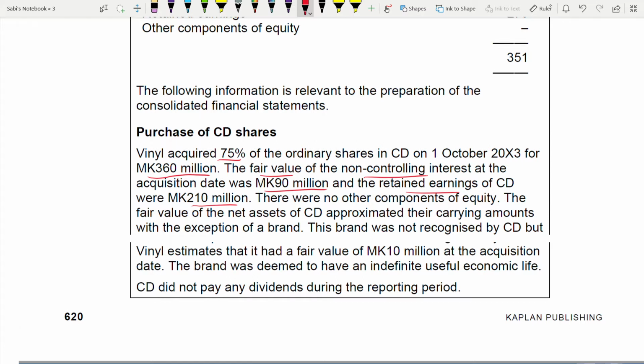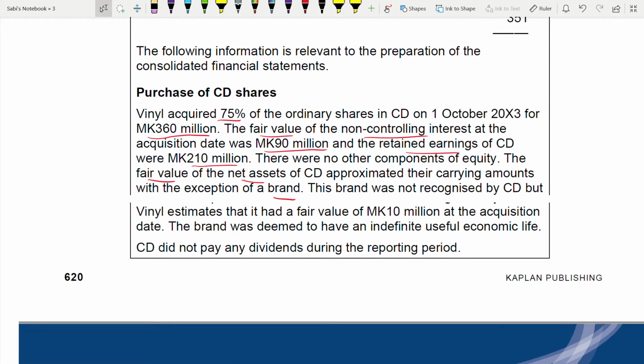Fair value of net asset is normally the carrying amount, except with the brand. Brand is not included in that fair value of net asset. You have to include that brand. What is the amount of the brand? Fair value of the brand is MK 10 million, and this has an indefinite useful economic life. That means you cannot amortize it because you don't know the useful life. And no dividends have been paid.